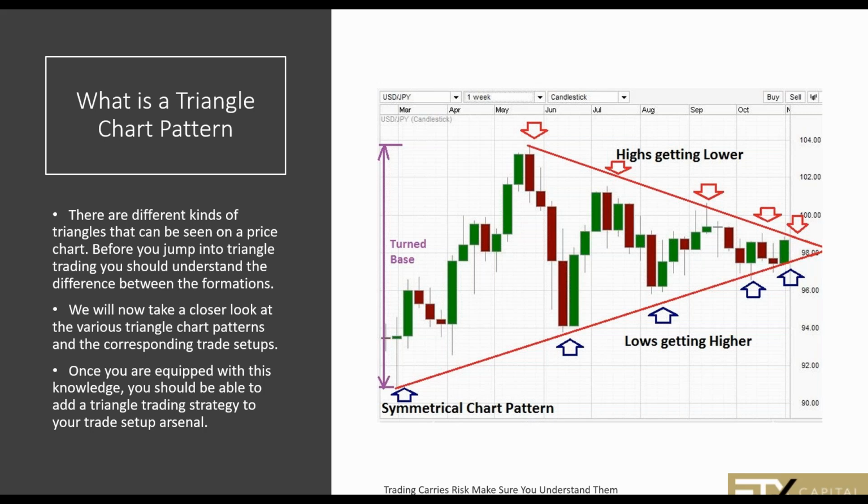So, as I mentioned, there are different kinds of triangles that can be seen on a price chart. The three are ascending, descending, and symmetrical. What we're looking at here is a symmetrical chart pattern. Why do we know it's symmetrical? It's when the support and the resistance line, the upper line and the lower line, are both on angles converging to each other. An ascending and descending triangle would have one that is flat while the other is on an angle.